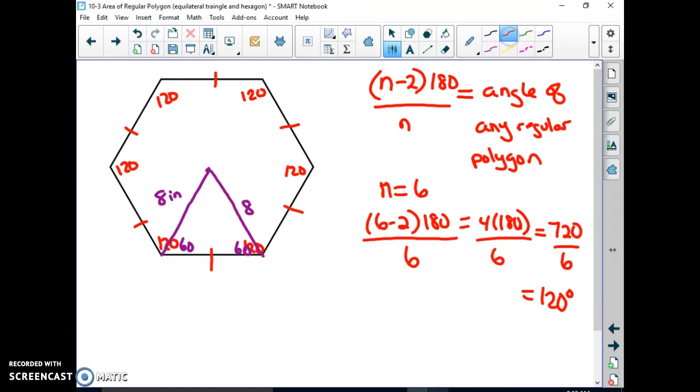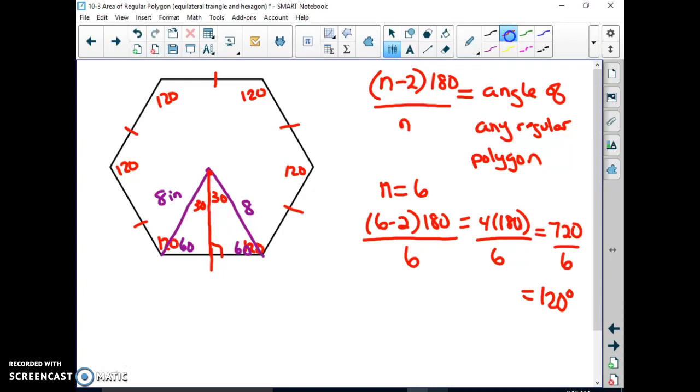So my apothem goes from the center of my polygon perpendicular down, and what now happens is I have created two right triangles, and specifically two 30, 60, 90 right triangles. So this angle up here is 30, and this angle here is 30. Knowing my radius, which is the hypotenuse of my 30, 60, 90 triangle, I can now find my short leg and my long leg.